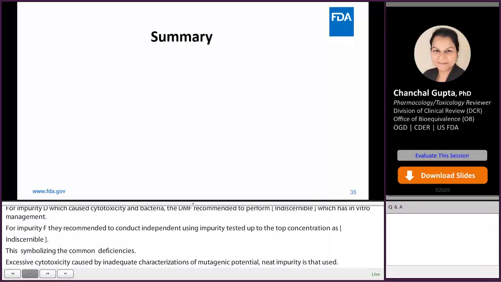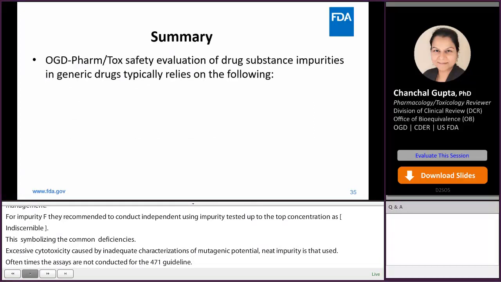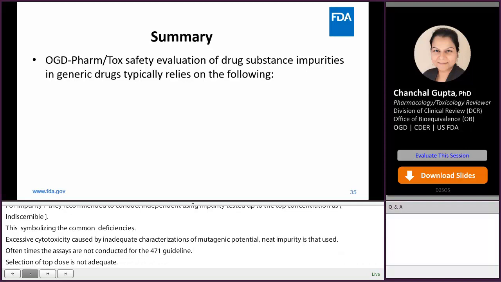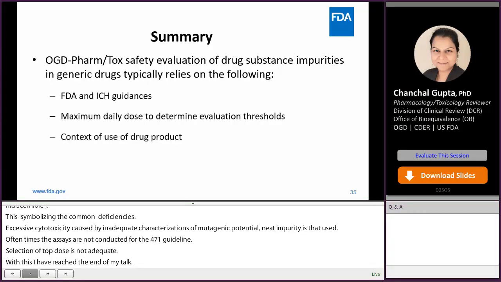With this, I have reached the end of my talk. To summarize, OGD Pharm Tox safety evaluation of drug substance impurities in generic drug product relies on FDA and ICH guidances. The maximum daily dose and the context of use of the drug product are taken into consideration to determine the safety thresholds.